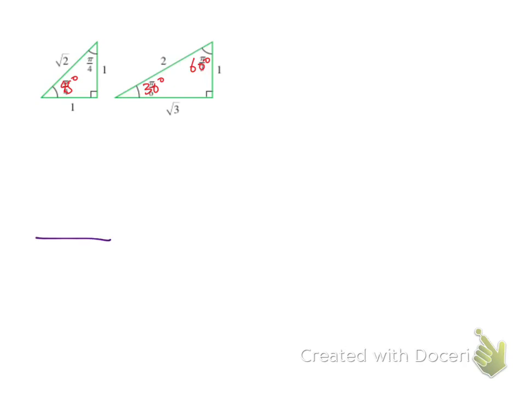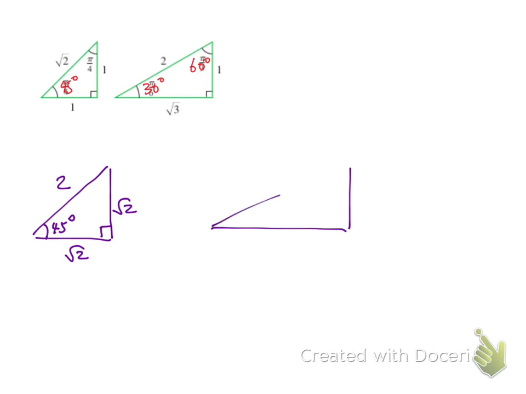For the 45 degree triangle, actually I don't like the 1, 1, radical 2 that much. I like the radical 2 and 2 better, because in most cases you'll see your trig ratios with radical 2 and 2. Okay, because of rationalizing the denominator. Now the 30, 60, 90 degree triangle.